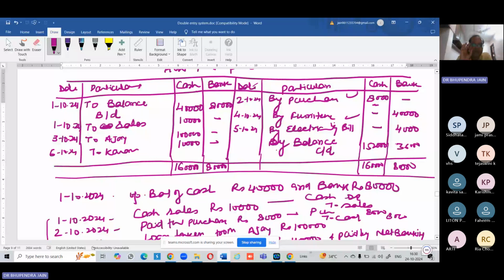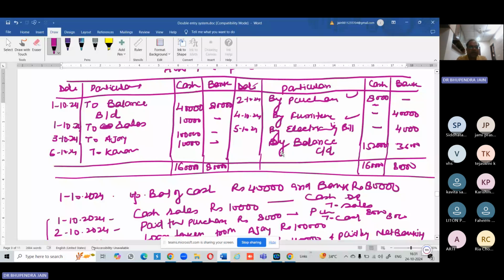There are 3 types of cash book: single column cash book, double column cash book, and triple column cash book. Again, the double column cash book is divided into 3 types. Number first, one column is cash, another column is discount. Number second, one column is bank, another column is discount. Or number third, one column is bank, another column is cash. This is the most important method to prepare the double column cash book.